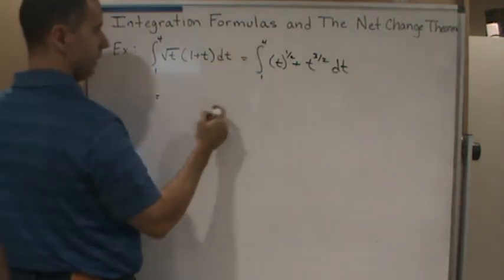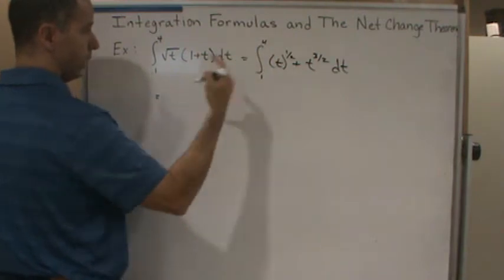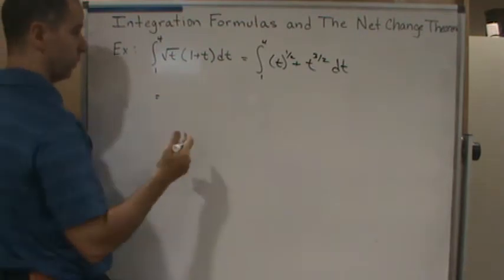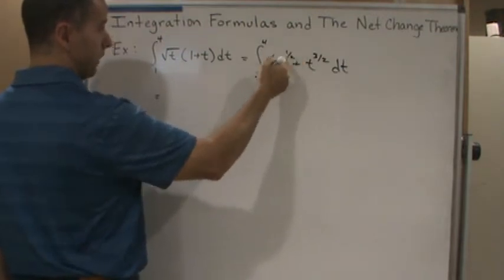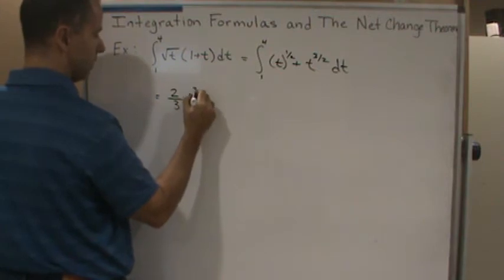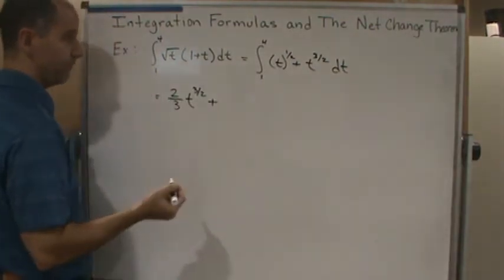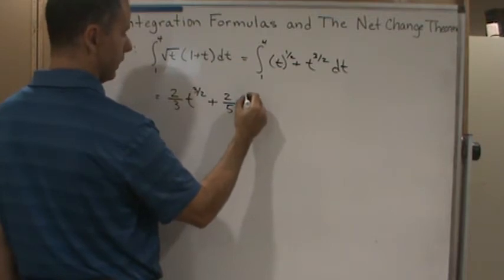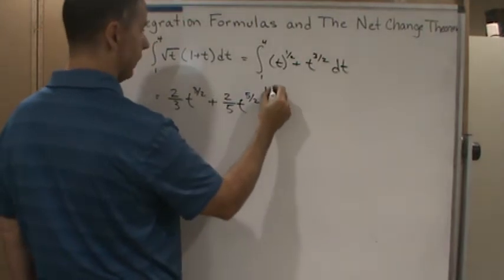So the integral of this is going to be the antiderivative of this. So again, it's going to be increase the power by 1, divide by the new power. Or in this case, if I'm dealing with fractions, you just multiply by the reciprocal. So I'm going to increase this by 1, so that'll give me 3/2. So then I'm going to multiply by 2/3 times t to the 3/2 plus, now I'm going to add 1 to this exponent, which is going to give me 5/2. So I'm going to get 2/5 t to the 5/2 power.